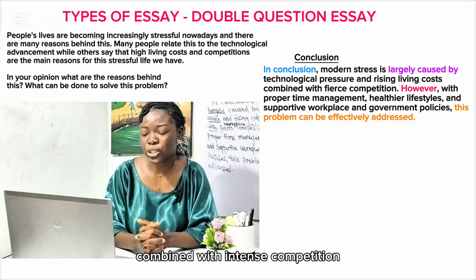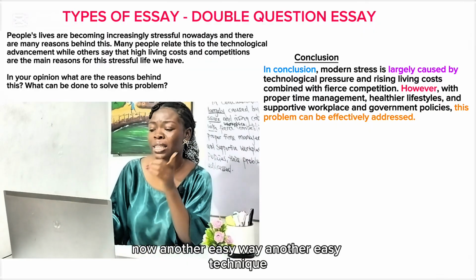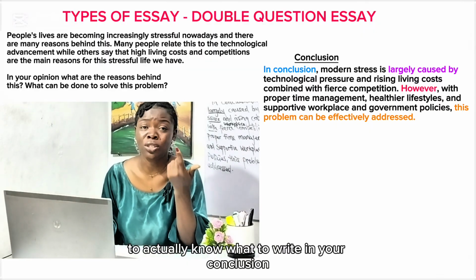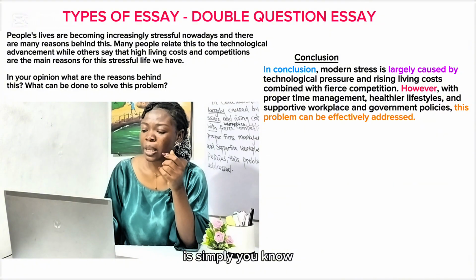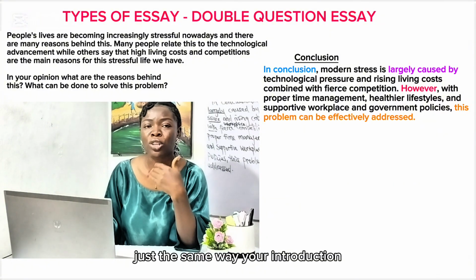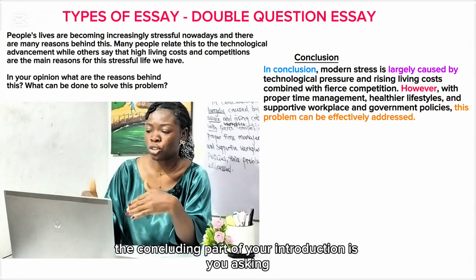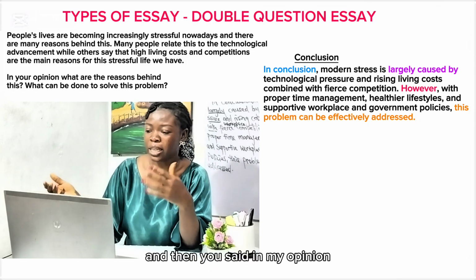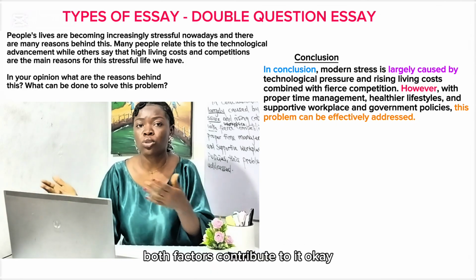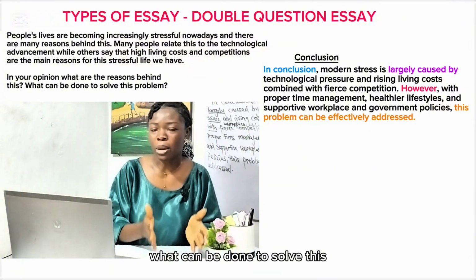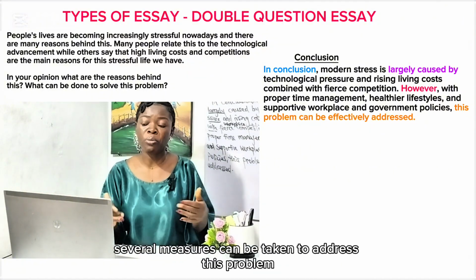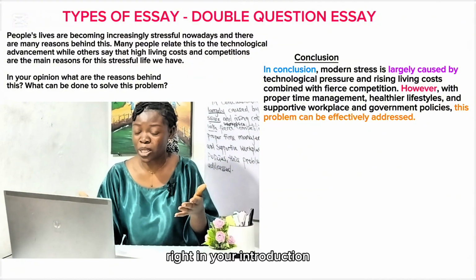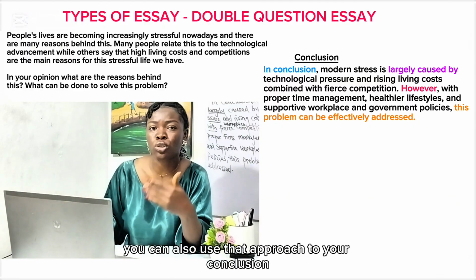intense competition. Now another easy technique to know what to write in your conclusion is this: just the same way the concluding part of your introduction is you answering, "In your opinion, what are the reasons behind this?" And then you said, "In my opinion, both factors contribute to it." Okay, "What can be done to solve this?" And then you said, "Several measures can be taken to address this problem," right? In your introduction, you can also use that approach for your conclusion.